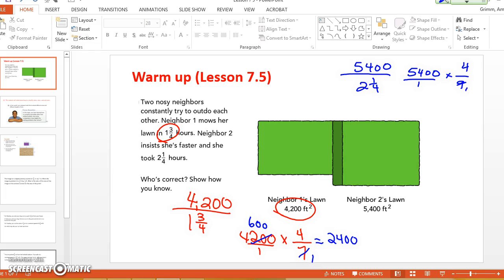600. And 600 times 4 is 2,400. This would be the work to prove whatever point you want to say. So if you want to say that they're equal, this is the work that goes along to prove that. So did we get both of those? Yes, we really did. Okay, good job.